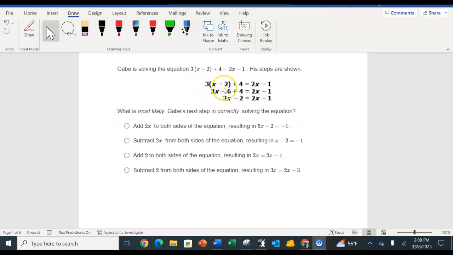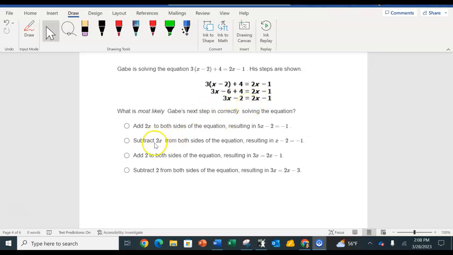All right, so he distributed here, and then he combined like terms. Negative 6 and 4 give you negative 2. And then he still has an x on both sides. So the next logical step would be to subtract 2x from both sides. You don't want to add 2x to both sides because if you do, you're going to get an incorrect answer. Remember, when you're going across an equal sign, you have to do the inverse operation. So since that's a plus 2x, you would have to subtract 2x from both sides.